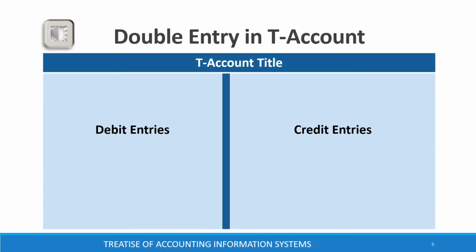Double entry is best presented in a T account, whereby debit entries are recorded on the left side of the T, while credit entries are recorded on the right side of the T.